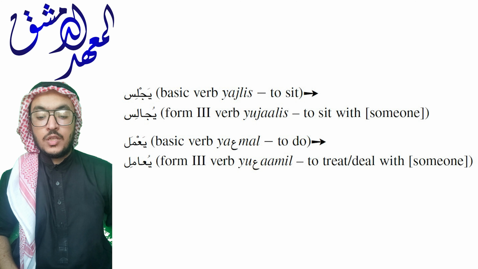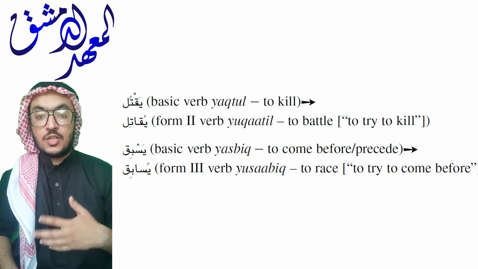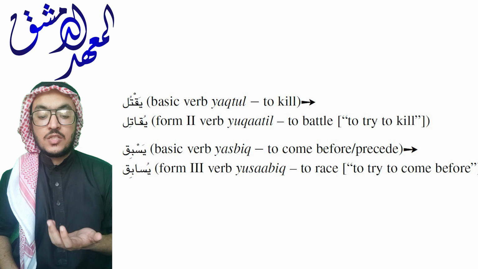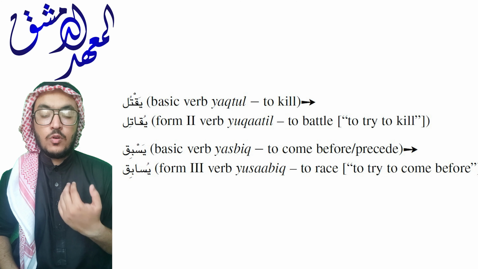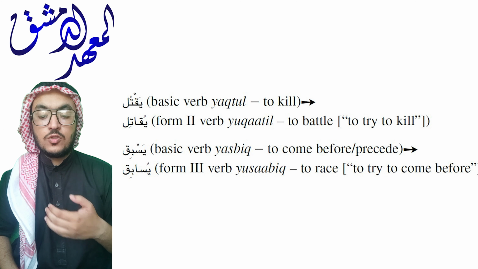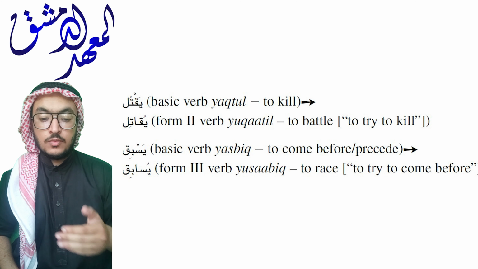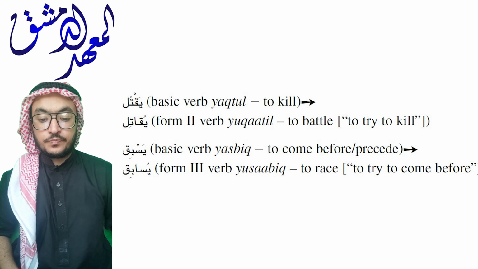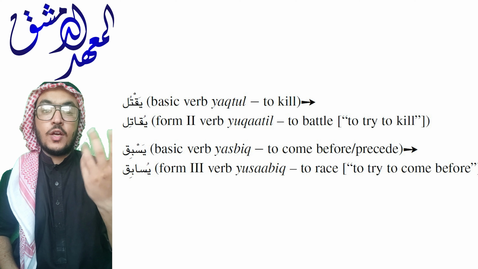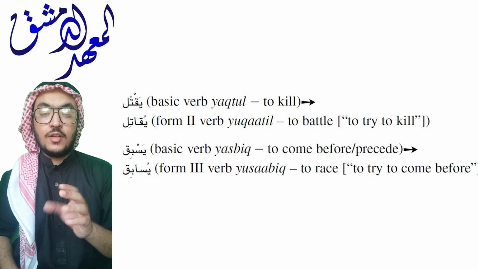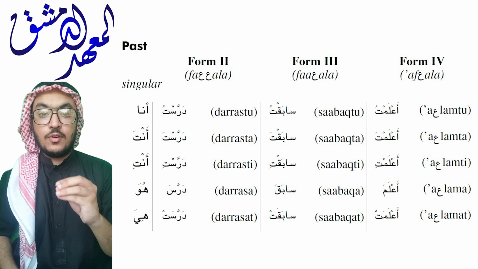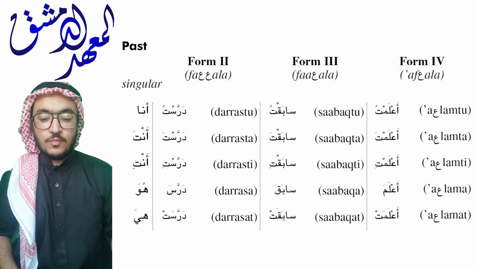Form 3 can also carry the meaning of trying to do something. For example, yaqtul means to kill, yuqatil means to battle, to try to kill. It's an attempt to kill. Yasbiq means to come before or precede. Yusabiq means to race, to try to come first. The verb to try itself, yuhawil, is a form 3 verb. It itself is trying to teach us that it's a form 3 verb.